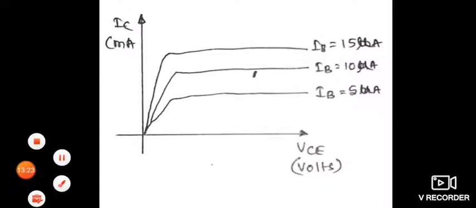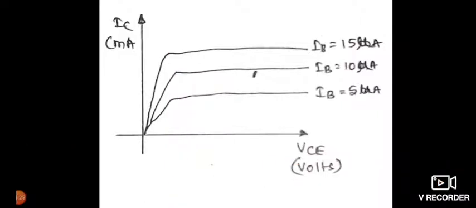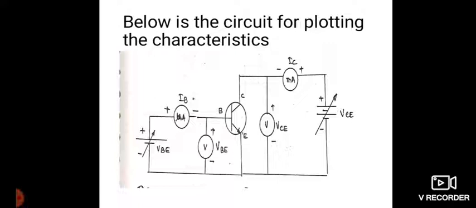Observe here at this point, and this point. After these points, the IC remains constant. This is because we know IC is equal to beta into IB. So, if IB is kept at 5 microampere, then IC remains constant at the value beta into IB. So, almost IC is independent of VCE. Now, this is the circuit diagram used to plot the input and output characteristics in common emitter configuration. See in the diagram, the emitter is common for both the input circuit and the output circuit.